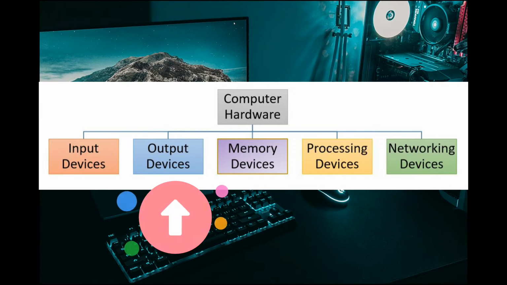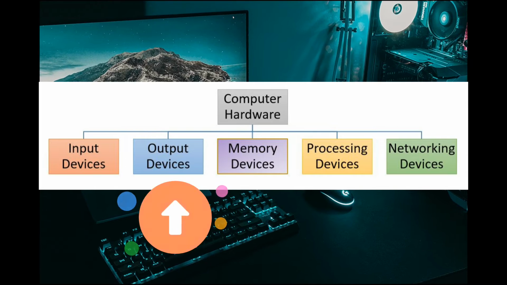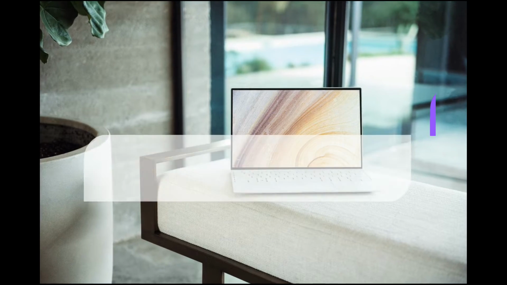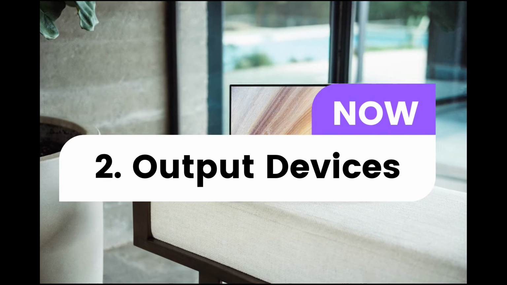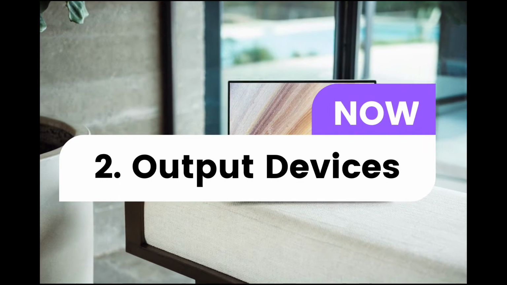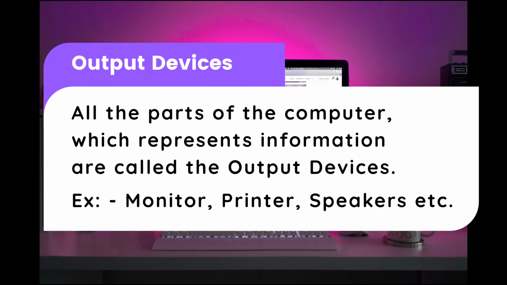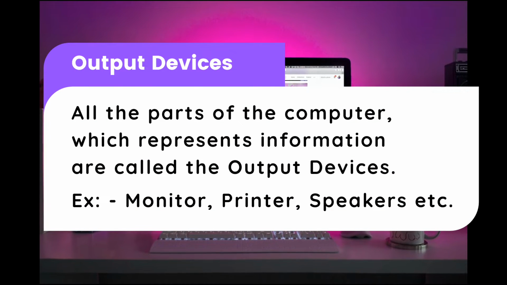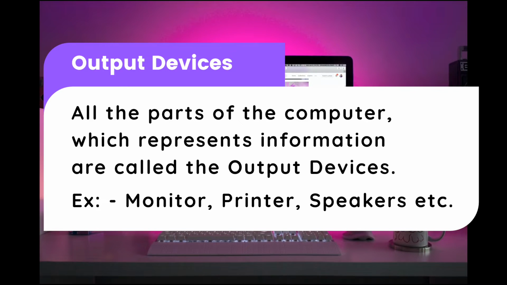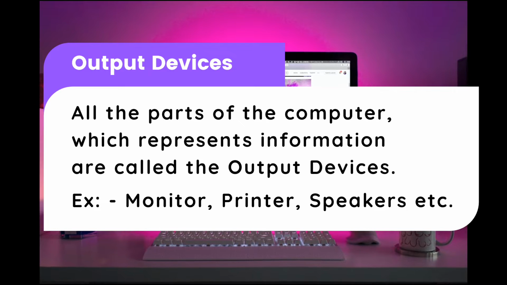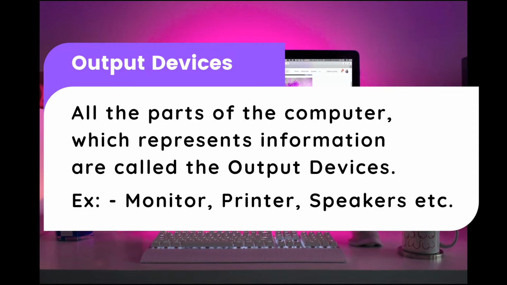Now it's the time to learn the second part of computer hardware, that is, output devices. All the parts of the computer which represent information are called output devices. Examples: monitor, printer, and speakers.